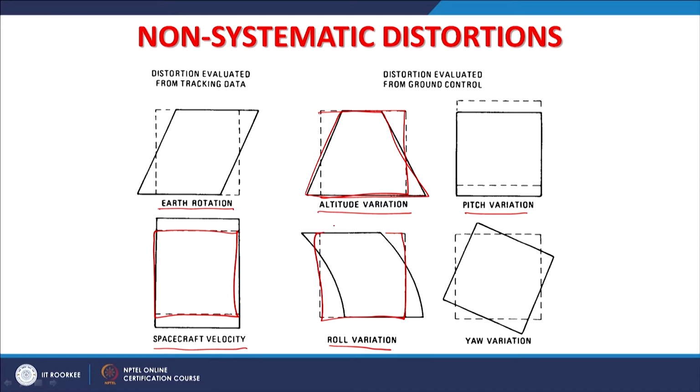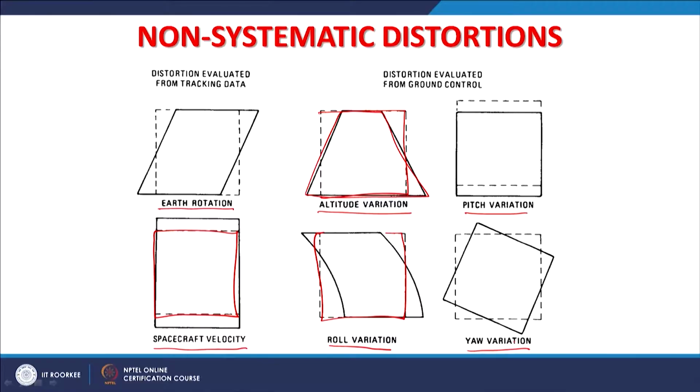Yaw variation is something like this, the satellite moves on its axis, and that may bring yaw variation. Pitch variation is there when it dips either forward or backward, roll variation is something like this, and yaw variation is like this. So, these can create problems in our images or can bring geometric distortions.